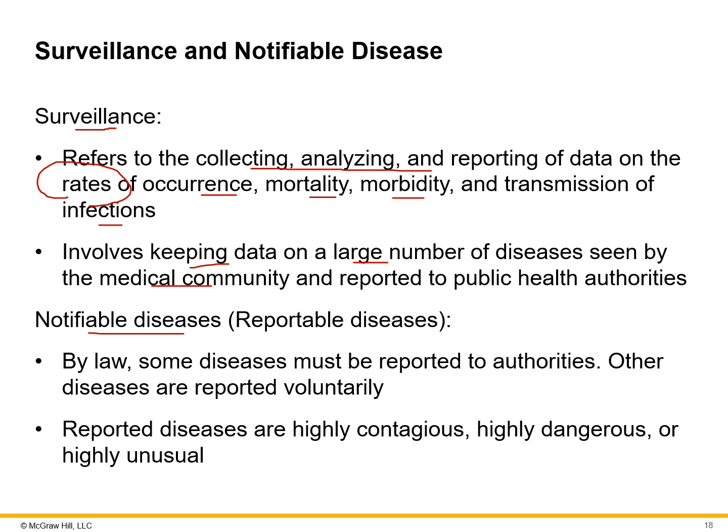Then we also have what are called notifiable or reportable diseases. This is where it is by law. There are some diseases that have to be reported to authorities, whereas others are just reported voluntarily. And these reported diseases are that way because they're highly contagious, very dangerous, and very unusual, like Ebola, for example. If that pops up, somebody needs to know about it. So surveillance is more generic and general, just kind of keeping track of things, but there are notifiable diseases that have to be reported to the authorities.